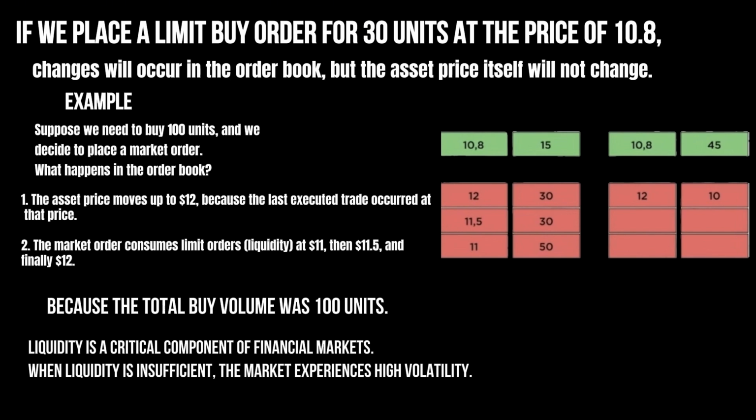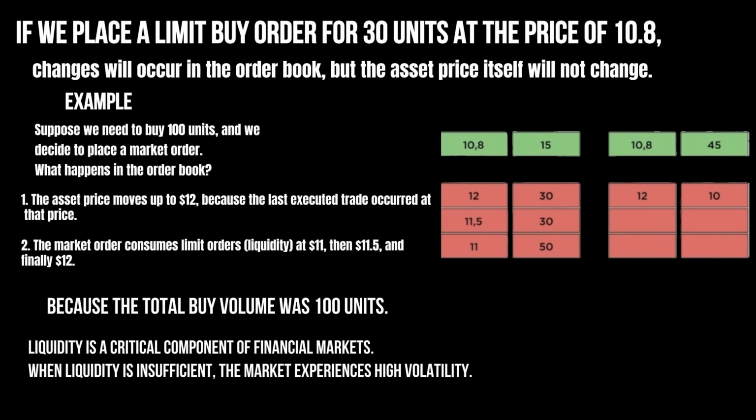Now let's look at a market order example. Suppose we need to buy 100 units and we decide to place a market order. What happens in the order book? At this moment, there are 50 units available at a price of 11, 30 units at 11.5, and 30 units at 12. So what happens next? First, the price rises to $12. Why does this happen? Because the last executed trade takes place at that price, and the most recent trade defines the current market price.